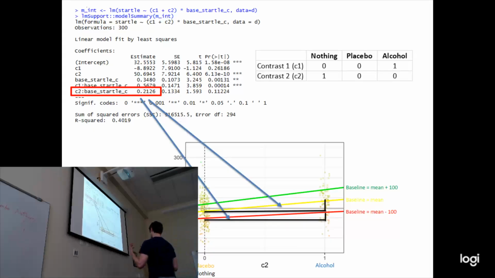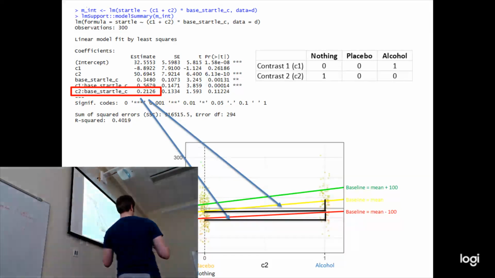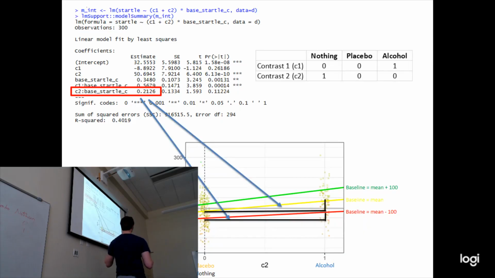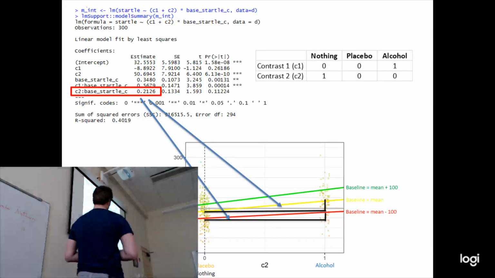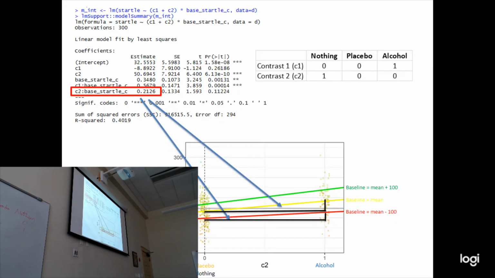So one way of understanding what's happening here is that if you increase the unit in baseline startle, the predicted difference between placebo and nothing should increase by about 0.21 points. 0.21 microvolts.